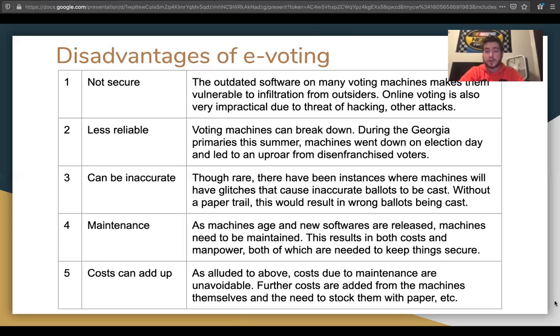Without a paper trail, because we mentioned not every machine does have paper trails, this would result in them voting for the wrong candidate, not even knowing it. So certainly not a good thing there.